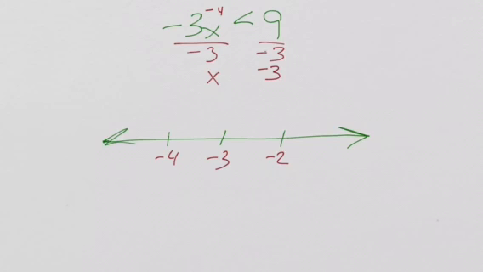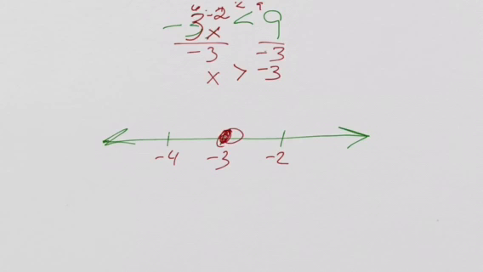Something doesn't make sense. Well, let's see what happens. What numbers would work? Would negative 2 work? So I've got 3x. What if I put a negative 2 in there? That would be 6 is less than 9, and that works. So in this case, we want to flip our sign.